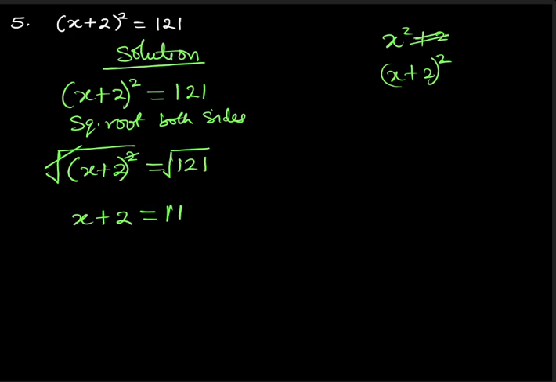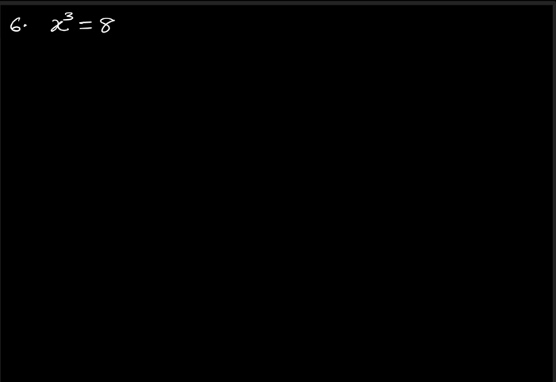And then we can collect like terms from there. x will be equal to 11 minus 2, and our x is equal to what? 9. So that will be our answer. Okay, and then we have the final question. This one has to do with cube. We've been doing squares all through, so let's see the one that has to do with cube. x cube equal to what?